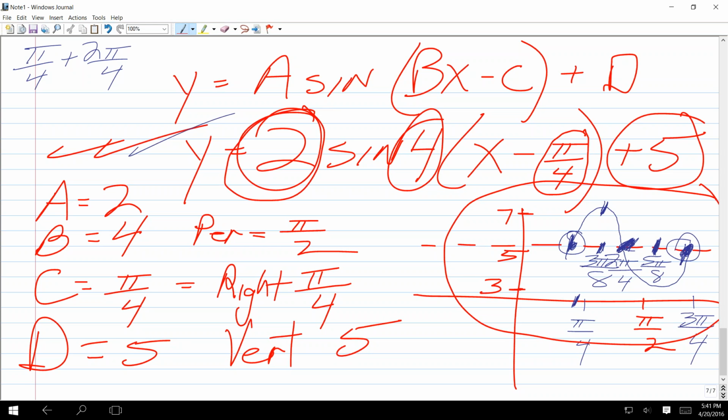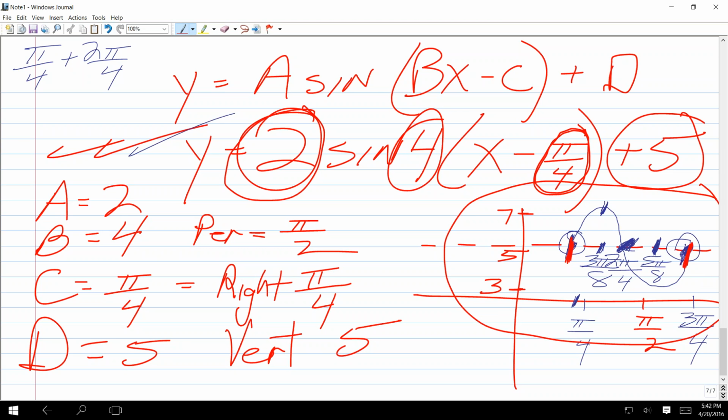The next thing you notice is that its period is pi over 2, which makes B 4. In other words, if you know the period is pi over 2, the period is equal to 2 pi over B, you can calculate that B had to have been 4. And finally, you can see that it's been phase shifted by pi over 4 to the right from a sine curve. And that's where I get that.